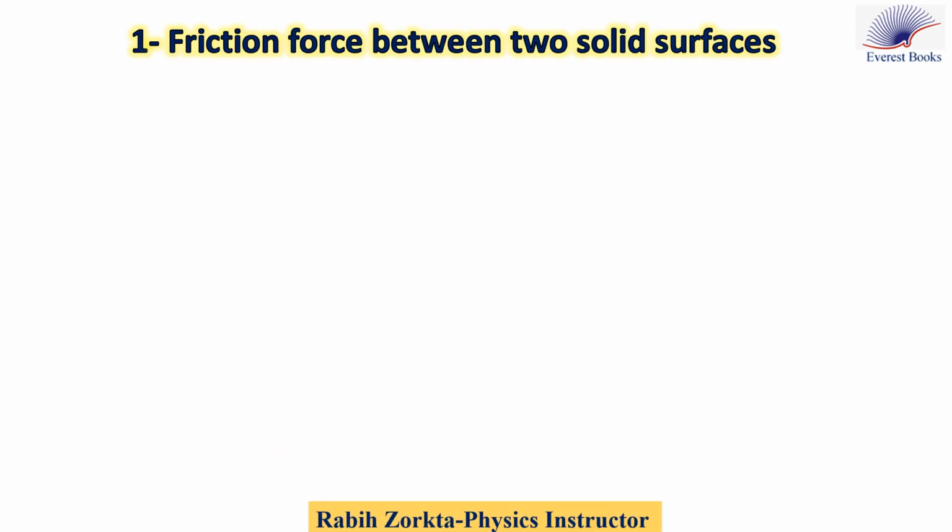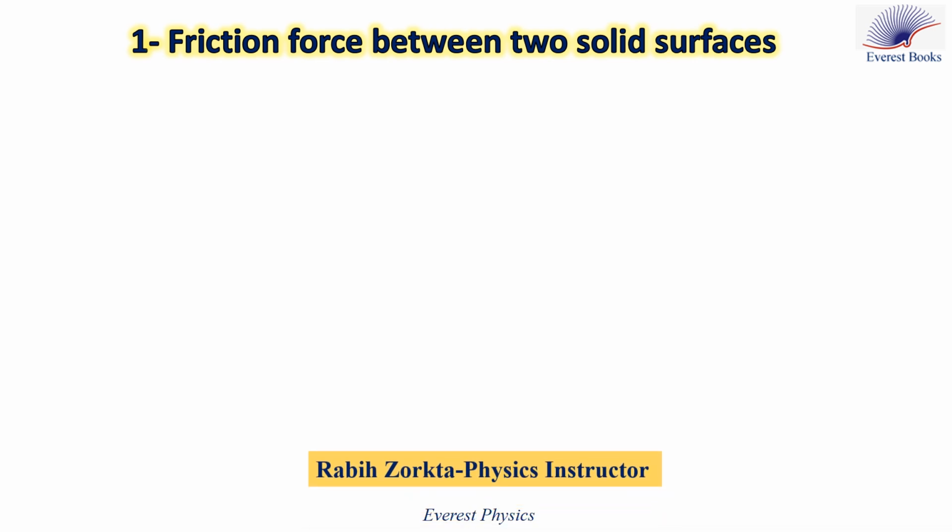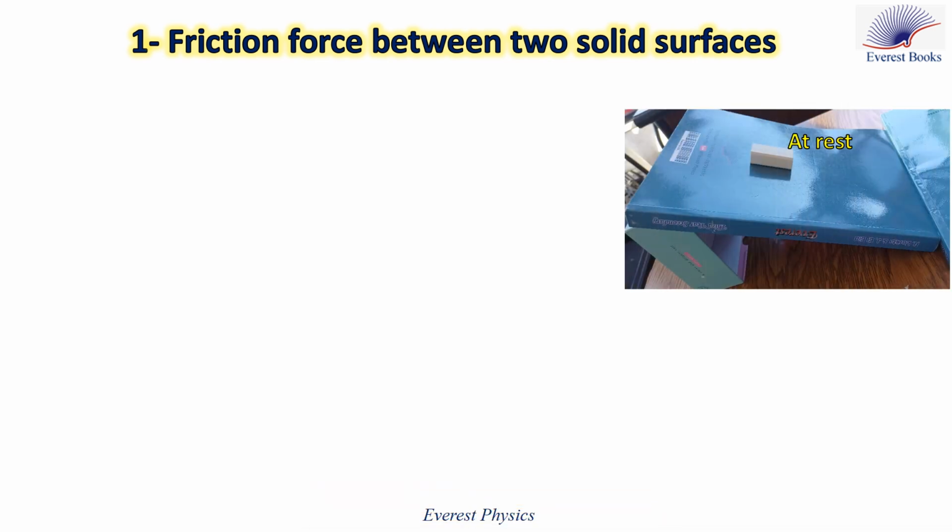friction force between two solid surfaces. Look at the figure. An eraser is placed on an inclined book. The eraser has the tendency to move downwards because its weight is acting downward along the inclined plane. Despite this, the eraser remains at rest.